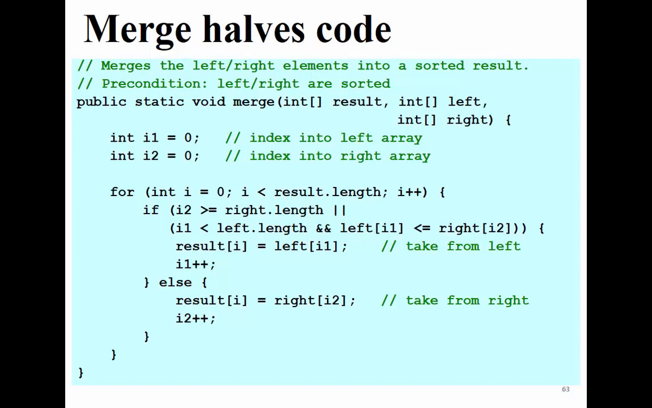This is simply the merge of two sorted arrays. The left half is sorted, the right half is sorted, and you go through the loop. If the left half has 10 elements and the right half has 20 elements, the result should have 30 elements.